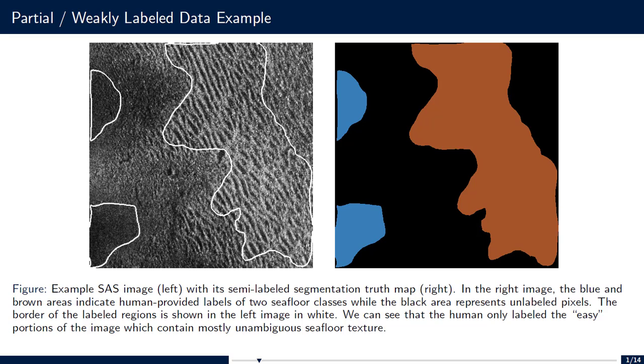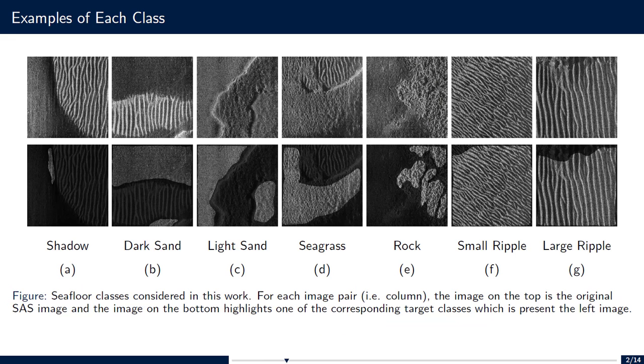This figure shows an example semi-labeled image from our data set. In the right image, the blue and brown areas indicate human-provided labels of two seafloor classes, while the black area represents unlabeled pixels. The border of the labeled regions is shown on the left in white. We see that the human has only labeled the easy portions of the image containing mostly unambiguous seafloor texture, leaving the remaining pixels unlabeled. For our problem, we classify the seafloor into 7 classes, with an example class highlighted in each image. The top row is the original image, and the bottom row shows the relevant class. Our classes are shadow, dark and light sand, seagrass, rock, and small and large ripple.